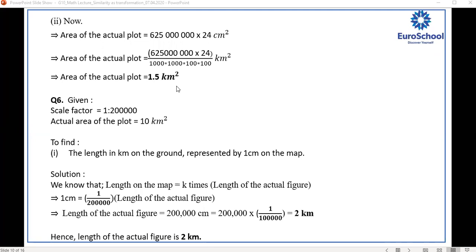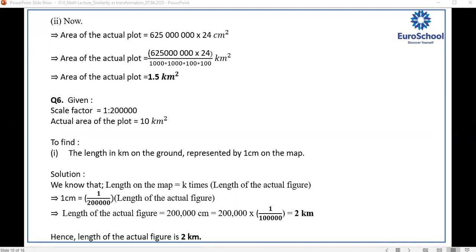Ma'am, we can use the formula: length on the map is equal to k times length of the actual figure. Perfect. So the first part says you need to find the length in kilometers on the ground represented by 1 centimeter on the map. It means on a map, the length which is represented by 1 centimeter, what is the actual length in kilometers on the ground? So how will we find it?